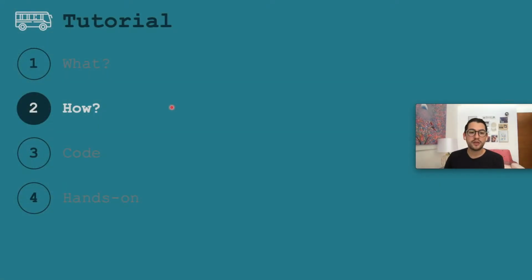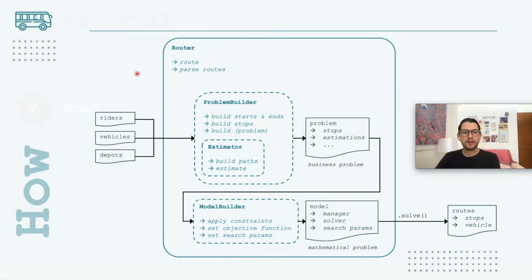Now it's time to see the how for our problem. To solve our problem, we have a router, and our router receives riders, vehicles, and depots as an input, and it outputs our set of routes. Each route is a collection of stops, and it has a vehicle assigned to it. In our router, we have two modules, our problem builder and our model builder. And for our problem builder, we also have an estimator module.